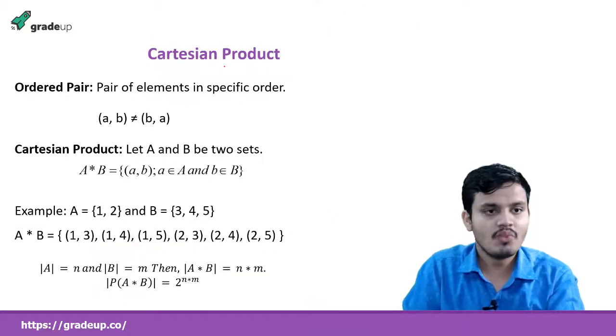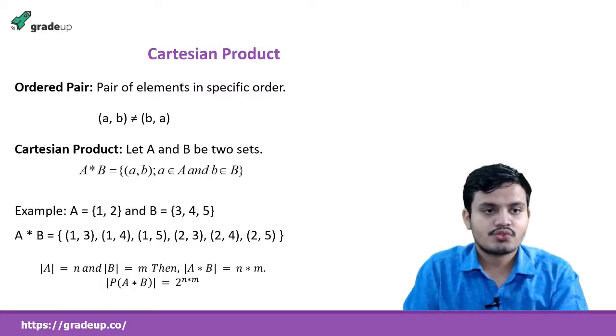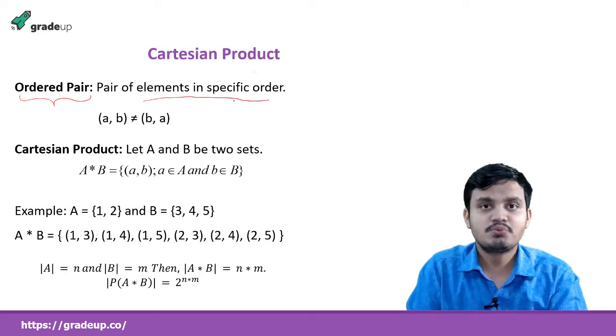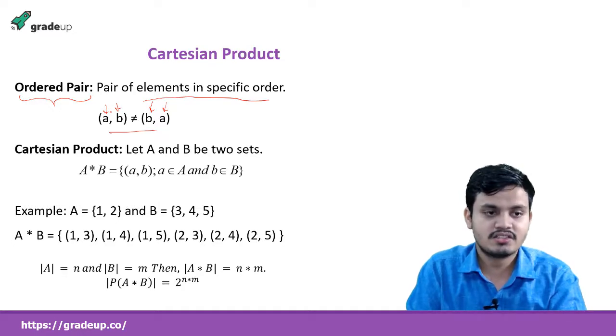Cartesian product. So what is the Cartesian product? First we will understand what an ordered pair is. A pair of elements in specific order. For example, (A, B): A comes first and B comes second. It is not equal to (B, A), where B comes first and then A comes second. It is different. That is what is meant by an ordered pair: elements are in some order.